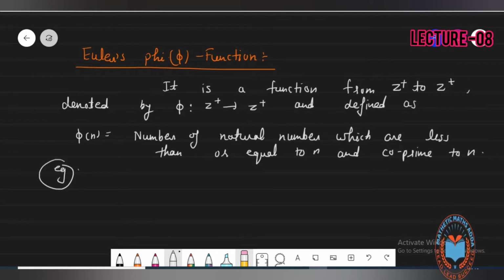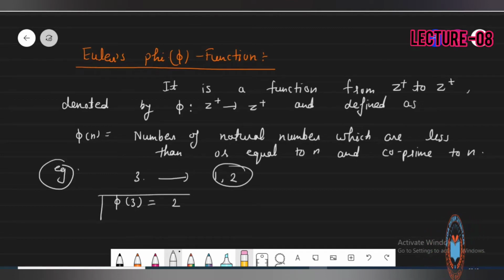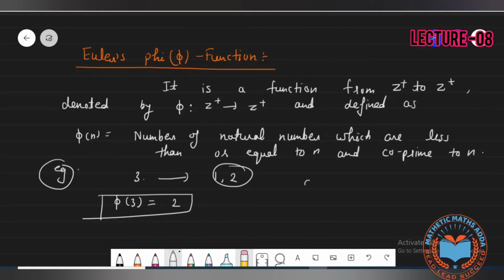For example, if I have a number 3, and I have to find the value of phi 3, it means I have to find the number of natural numbers which are less than or equal to 3 and co-prime to 3. The natural numbers which are co-prime to 3 are 1 and 2. So phi 3 is equal to 2, because the total number of natural numbers which are less than or equal to 3 and co-prime to 3 are only 2. So the value of phi 3 will be 2.